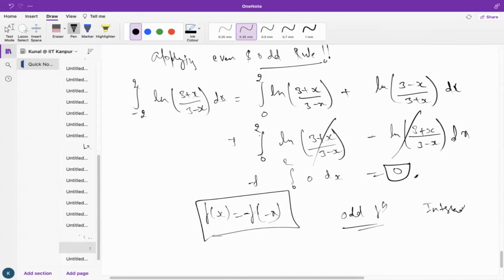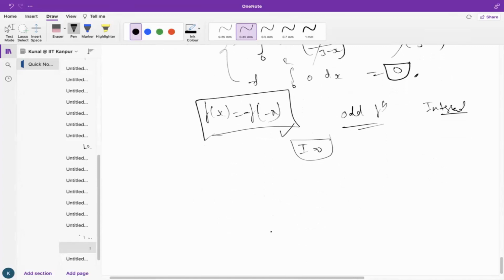So now what you have to do is first check whether our function is odd or even. If it is an odd function, then write the integral value directly as 0. Don't solve this kind of thing. So let me show you how to do what I'm trying to say.